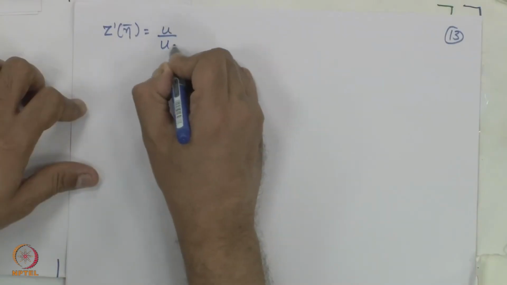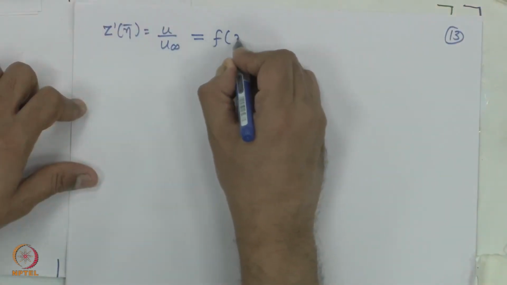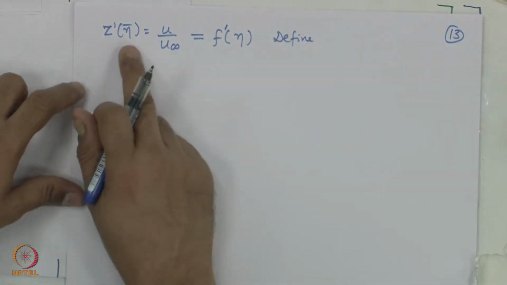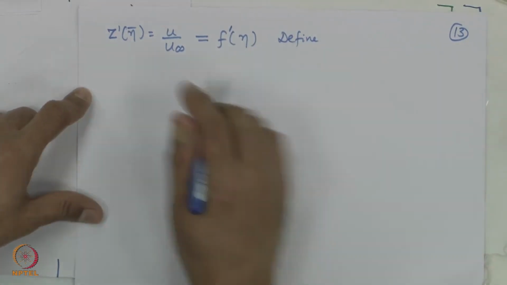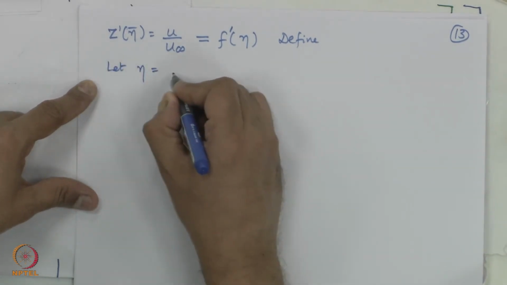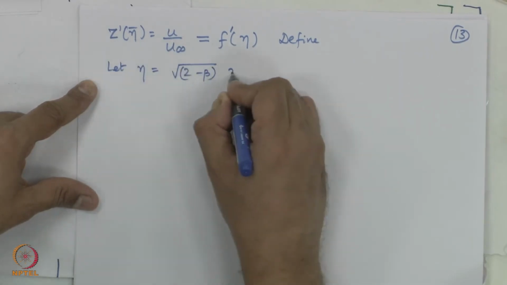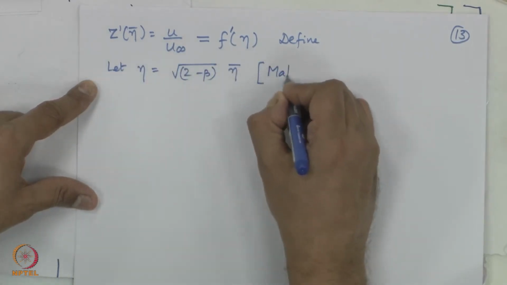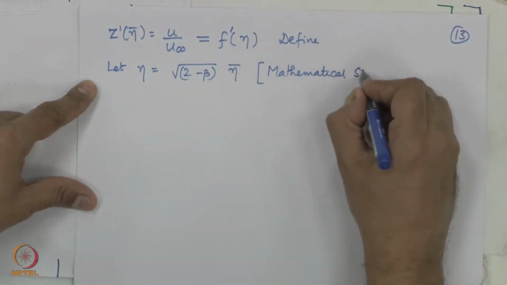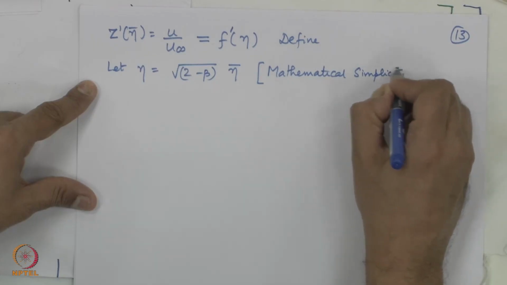sticking everywhere. So, we will just do a little bit of cleaning up and write the equation in a form we like. So, recall z of eta bar is u over u infinity. Let us call this now f of eta, f prime of eta. This is a new definition where we are going to clean up this eta bar to eta, and a factor of 2 minus beta will come. So, let eta be under root 2 minus beta into eta bar. This is only for mathematical simplicity.